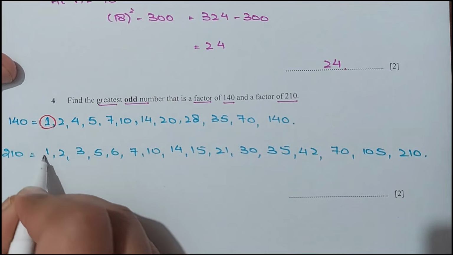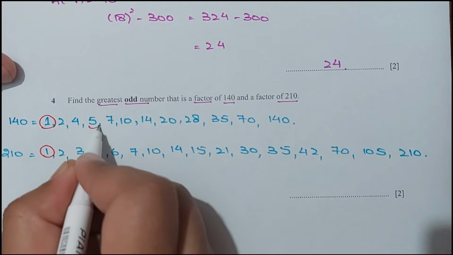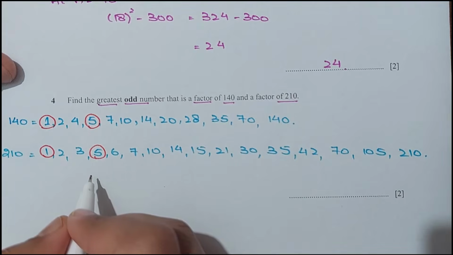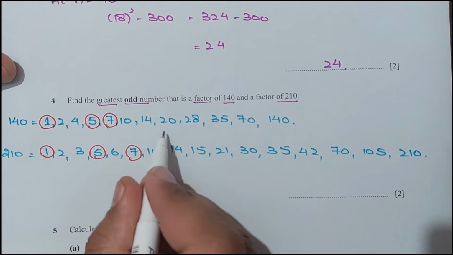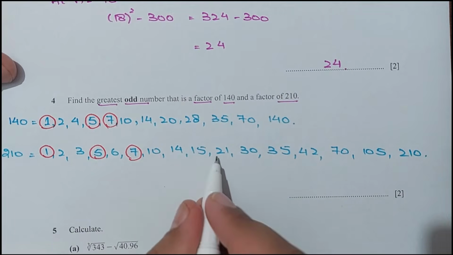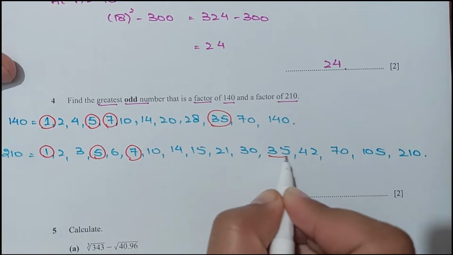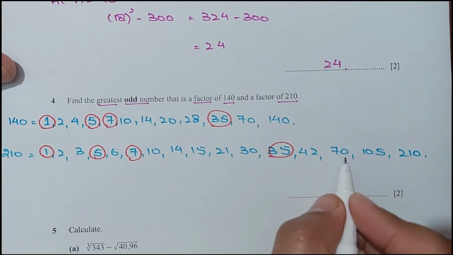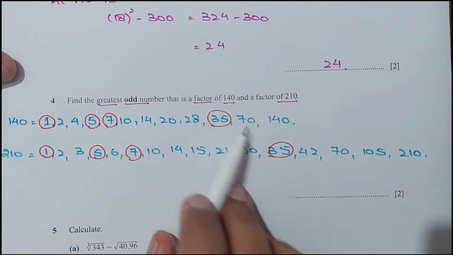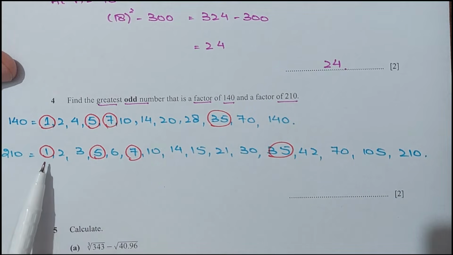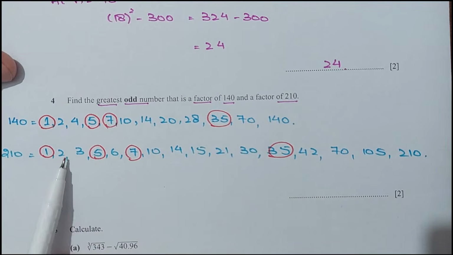So 1 is a common factor that is odd. 3 is no. 5 is an odd common factor. 7 is an odd common factor. 10 and 14 are even numbers. 15, 21, 30, 35: 35 is an odd factor. 70 is a factor, but 70 is an even number. So these are the odd factors. 2, 4, 10, 14, 20, 28, 70 are the even numbers.